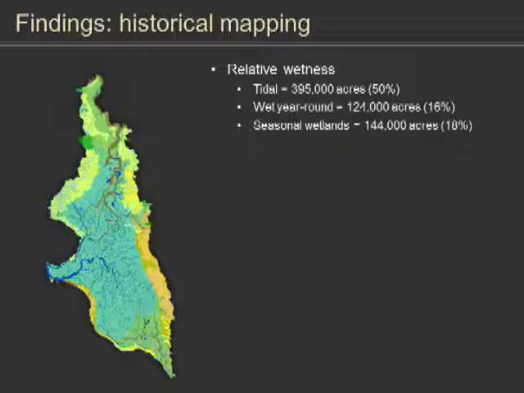And so if you're looking at the relative wetness that the Delta experienced historically, you're looking at close to 400,000 acres of tidal areas. That includes open water and wetland. And then an additional about 124,000 acres of perennial wetlands. And then in our mapping, an additional 144,000 acres of seasonal wetlands.